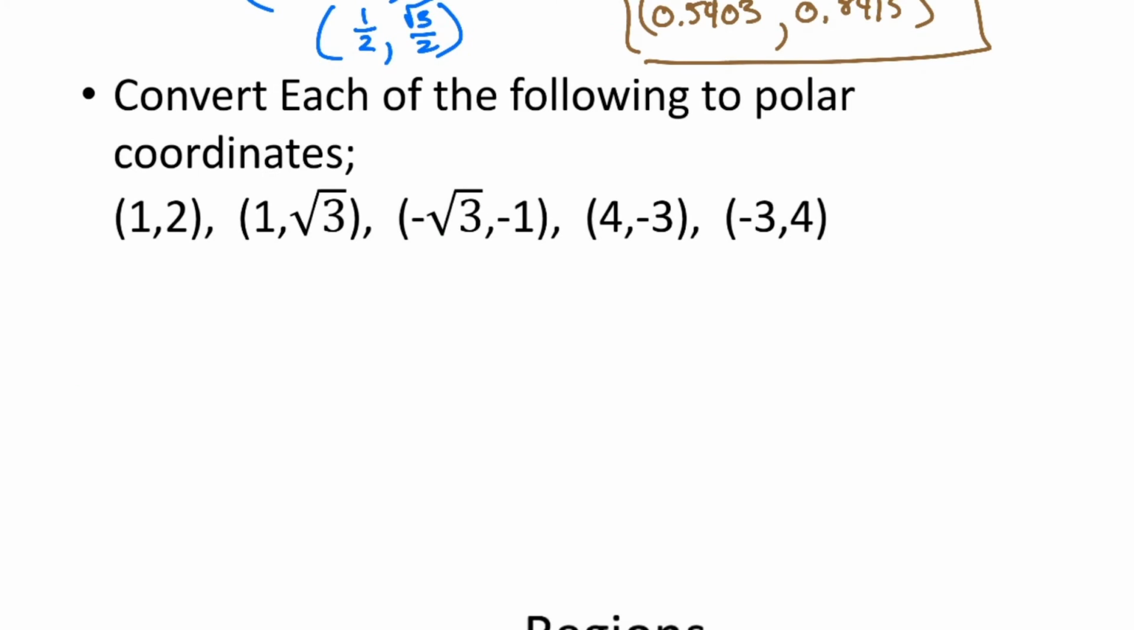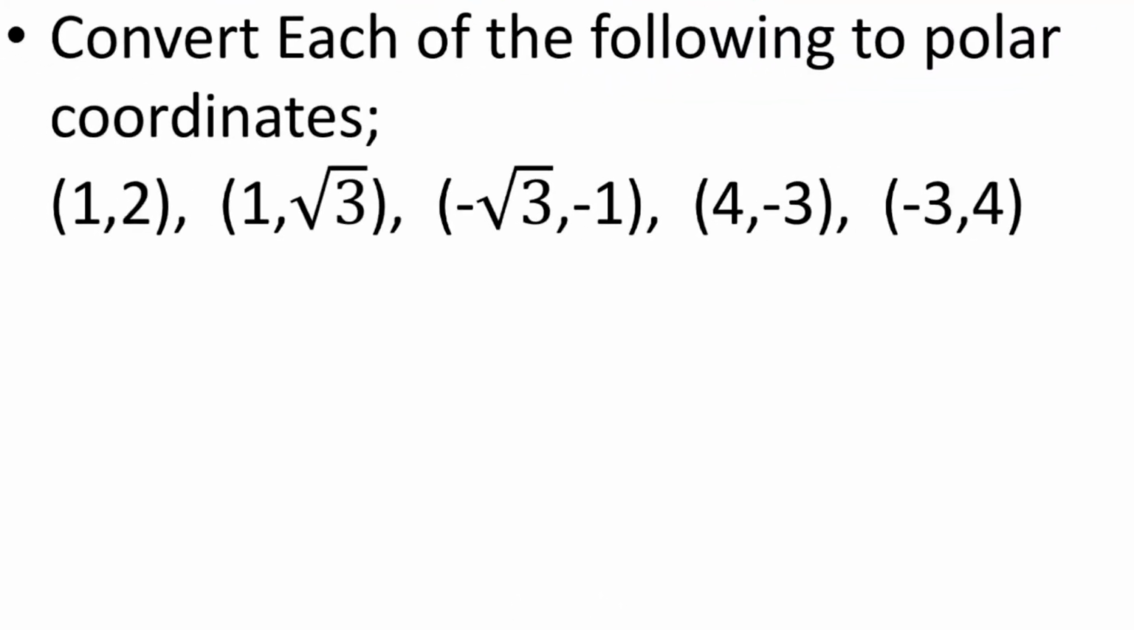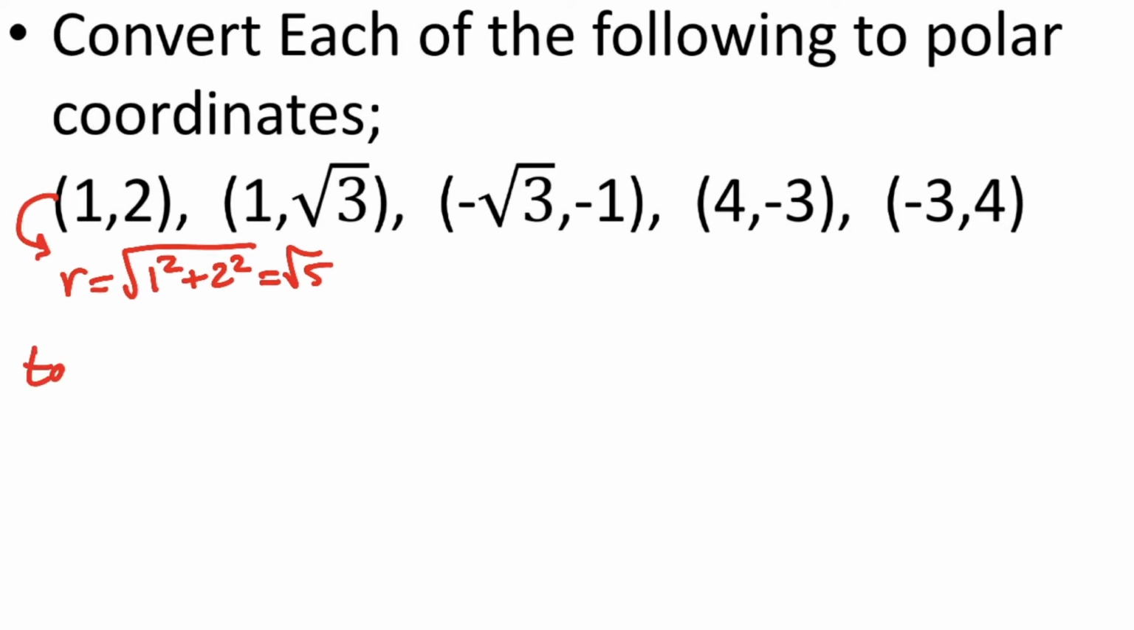Going the other direction, this is where we have to be careful and be conscious of the fine print. So the point 1, 2, we're first of all going to compute r. That's going to be 1 squared plus 2 squared, which is radical 5. Here, I'll do this. I should have spread these out more, I guess. And then tangent of theta is going to be y over x. But bear in mind, we want to make sure we end up in the correct quadrant.